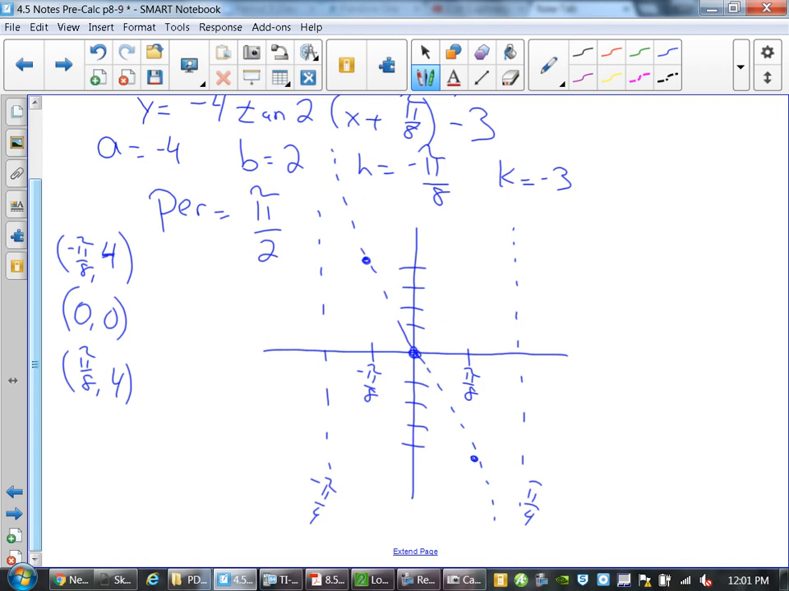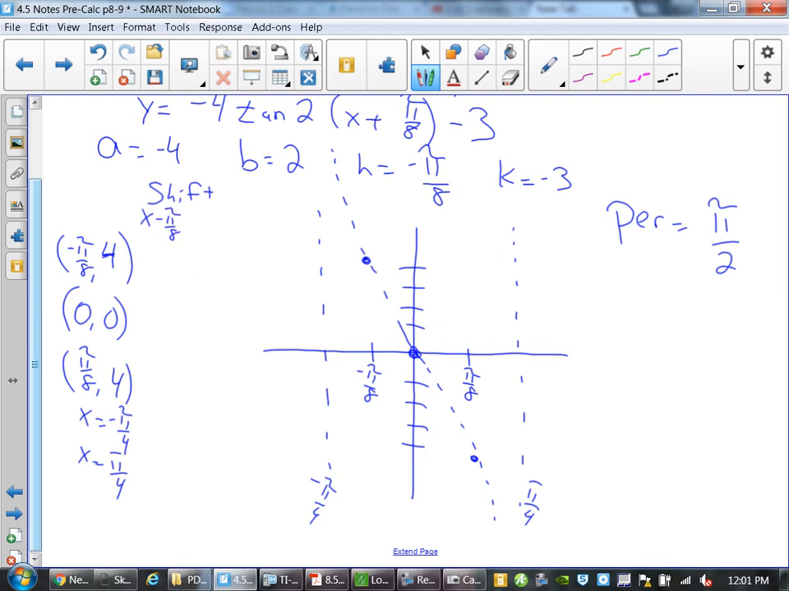This graph has got to be shifted negative pi over 8. So which way is that moving? Going to the left. Okay. So if your asymptotes are at x equals negative pi over 4 and x equals pi over 4, your shift, move this over here. It's going to be x minus pi over 8 and y minus 3.